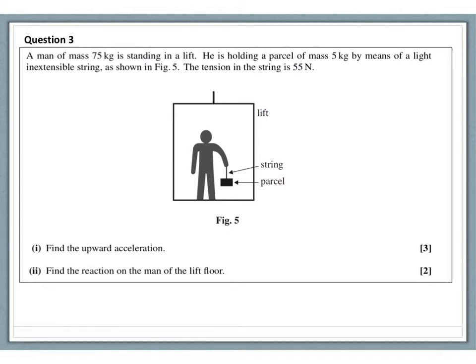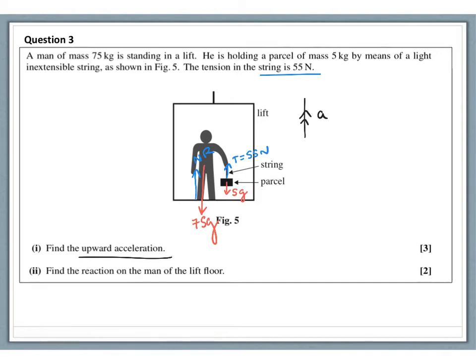So a man of mass 75 kilograms is standing in a lift. Let's draw on the weight of the man acting downwards like that. He's holding a parcel of mass 5 kilograms, so that parcel has a weight of 5g. Now the man is standing on the floor of the lift, so the lift will be exerting a normal reaction force upwards on the man. The string here, which is holding up the parcel, has a tension of 55 newtons. We're told to find the upwards acceleration, so the lift must be moving upwards with some acceleration.